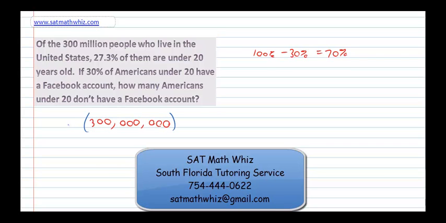So 300 million people, and I'm going to take 27.3%, move the decimal over, so that's 0.273, and I need 70% of that. Multiply all those together and you get 57,330,000.